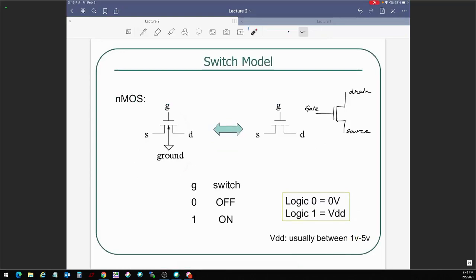Now, we said in order for that N channel to be established and that connection to be formed, you need a high potential at the gate, right? But when the gate voltage with respect to source is 0, then the switch is off. Only when the gate voltage is high enough is the switch on, when that N channel is established. And for this, you can say logic 0 is 0 volts, logic 1 is very high, VDD, right? Typically it can be between 1 and 5 volts, but we are going to be referring to VDD as 5 volts, a high voltage.